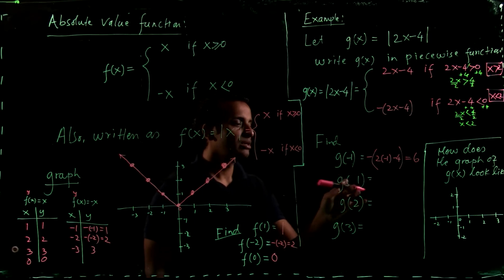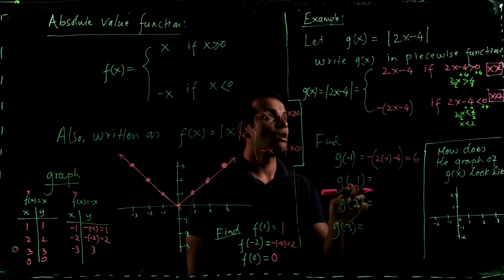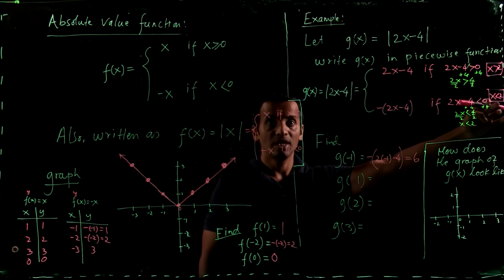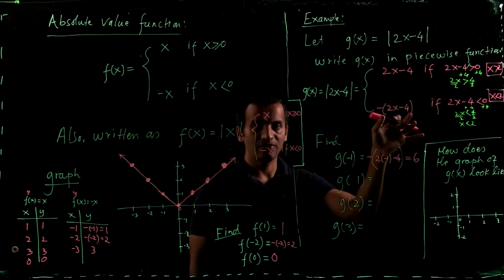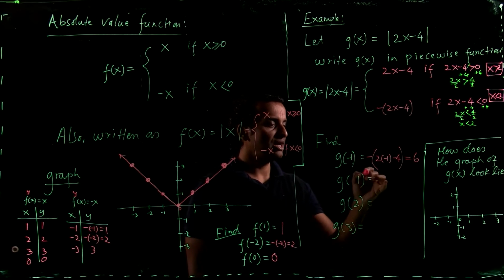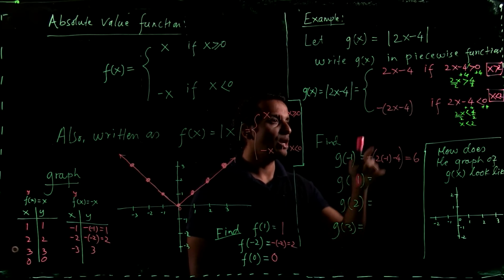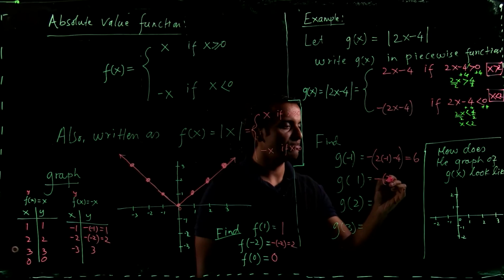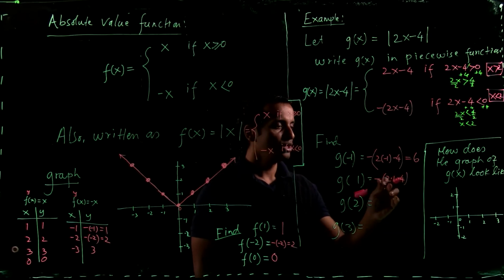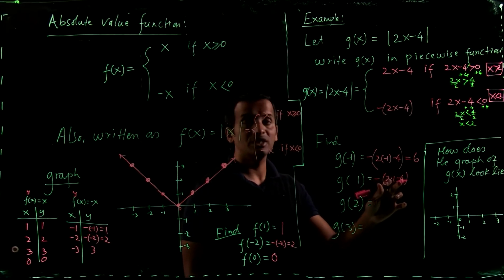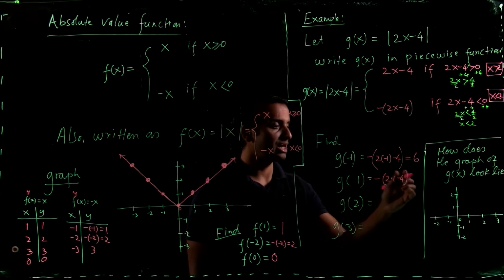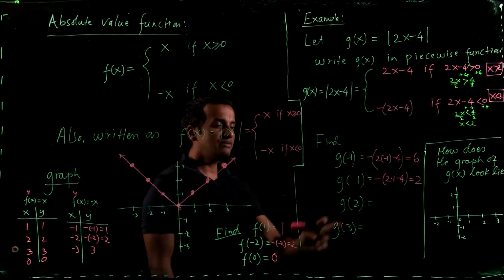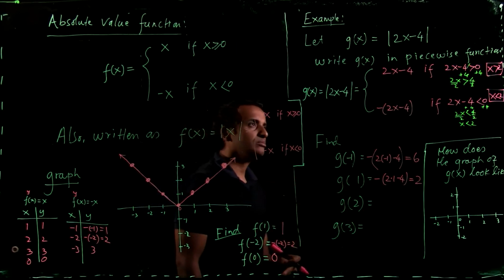G at 1. Where does that 1 belong? Is that 1 greater than 2 or less than 2? 1 is less than 2. So again, you pick this function, right? So let's do that. So g at 1. You replace that x by 1. So negative, and then 2 times 1 minus 4. So 2 times 1 is 2, minus 4 is negative 2, and then again negative sign, that will be positive 2. Let's find out g at 2.